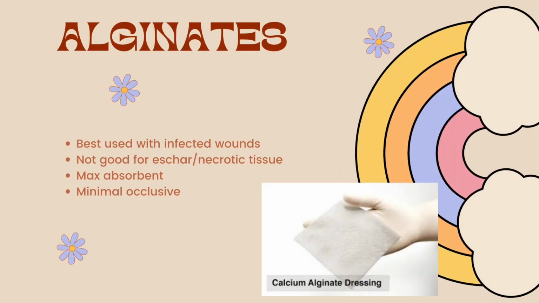Alginate is a type of dressing that is used for infection, used for wounds that have partial to full thickness, but it is not good for eschar or necrotic tissue. It is also often used for wounds with heavy exudate. Because this type of dressing absorbs wound fluid, it results in a gel that maintains a moist environment and minimizes bacterial infections at the wound site.